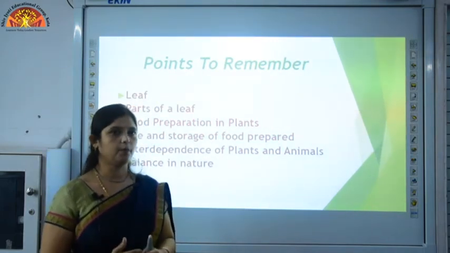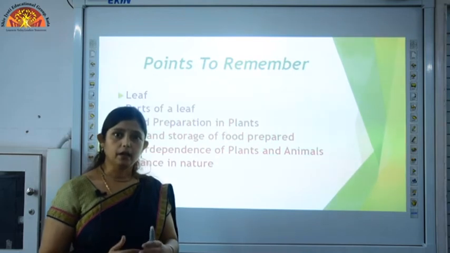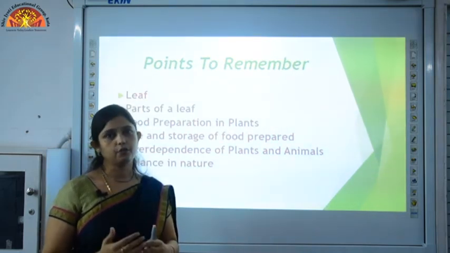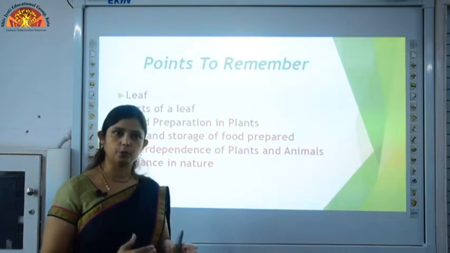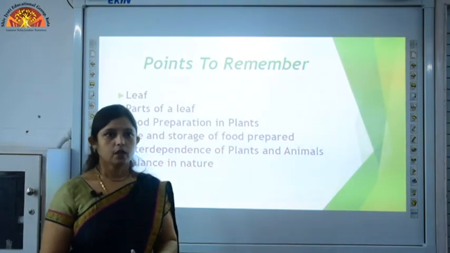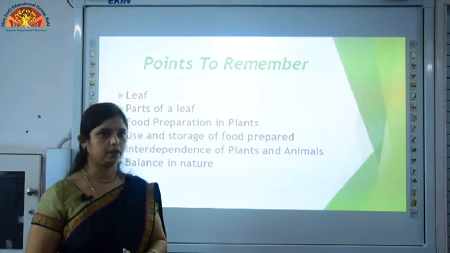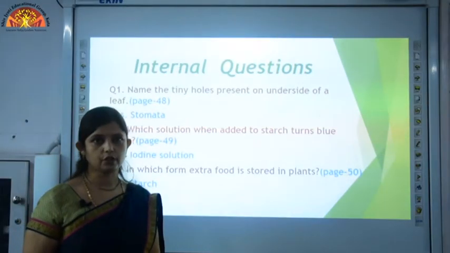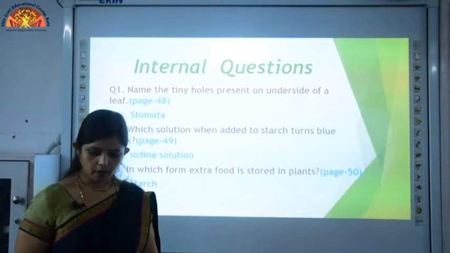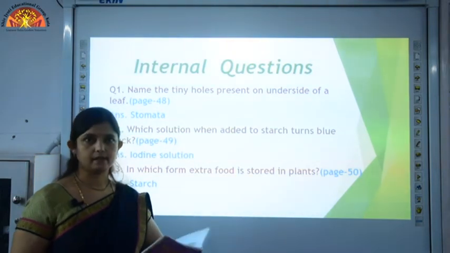So it is very important to maintain the number of plants and animals, and we can do this by conserving both plants as well as animals. So students, this was all about the explanation part of this chapter. Students, now we will mark the internal questions. So open your books and get ready with your pencils.